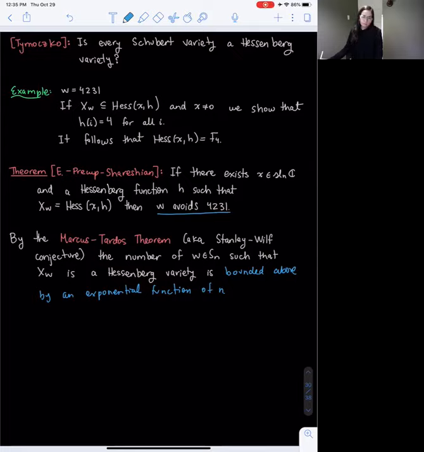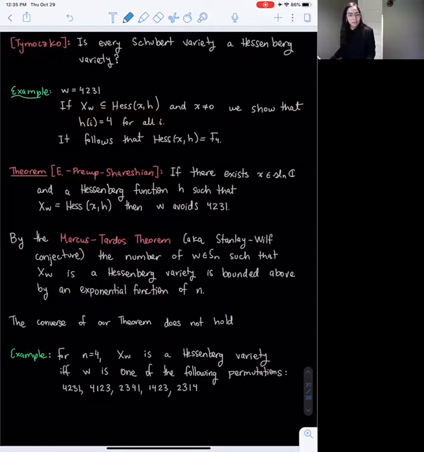And we also wondered, what about the converse? Or what can we say about pattern avoidance? First, I want to emphasize that the converse of our theorem does not hold. We were able to completely classify for n equals 4 which Schubert varieties are Hessenberg varieties.